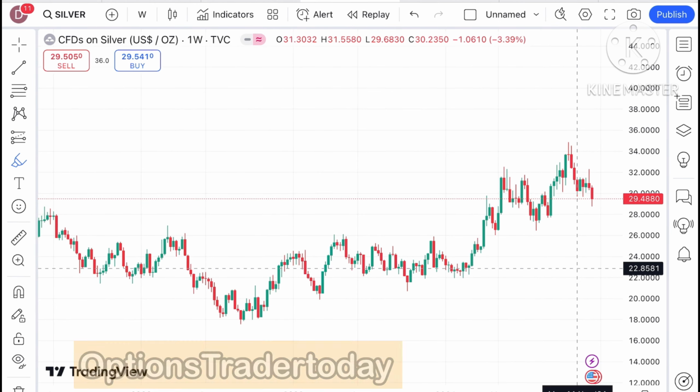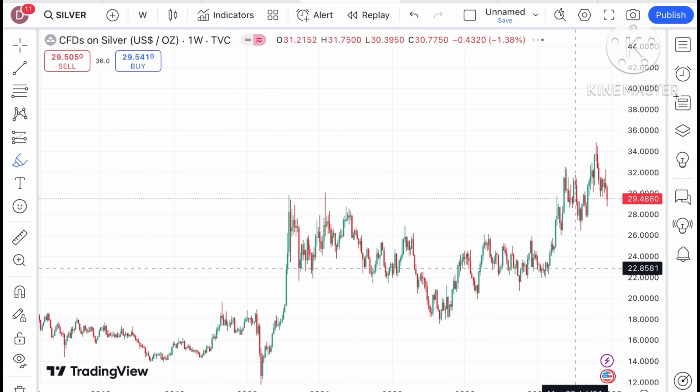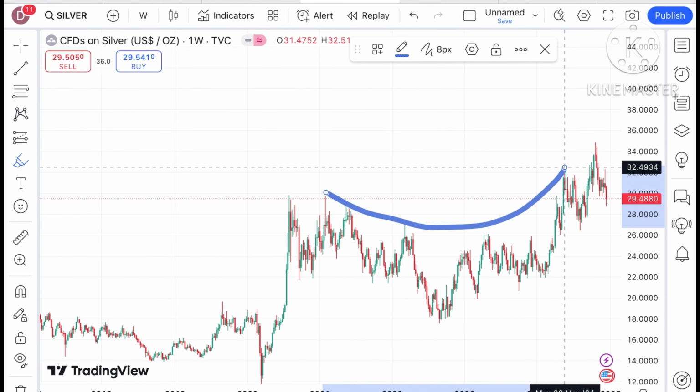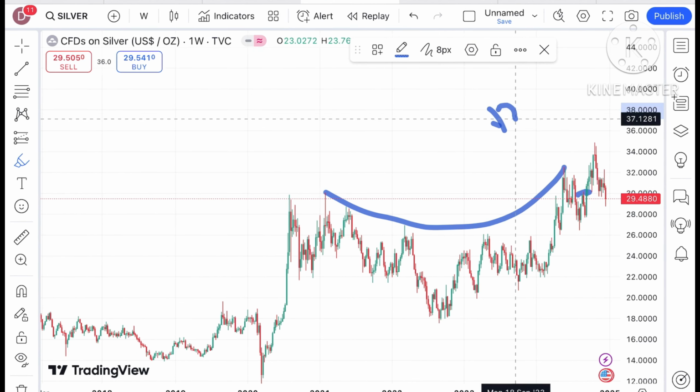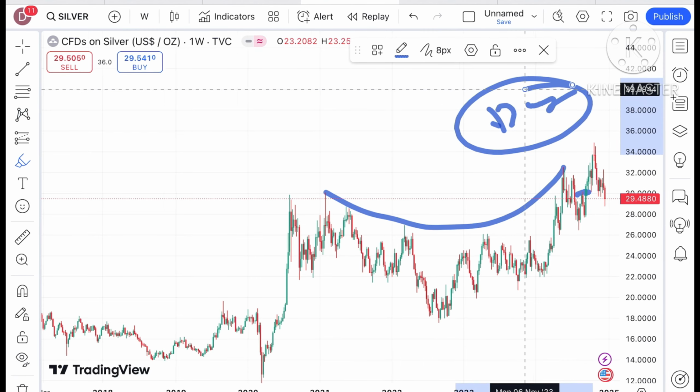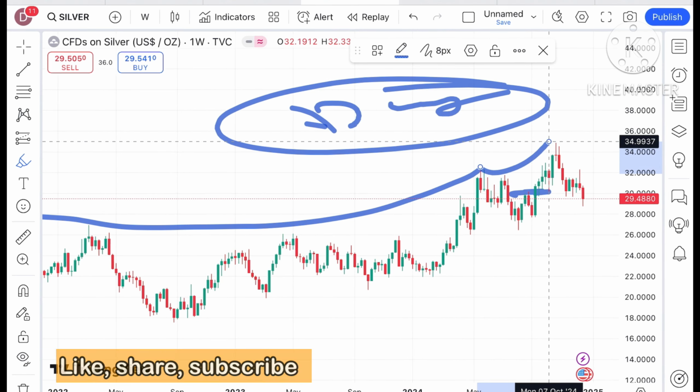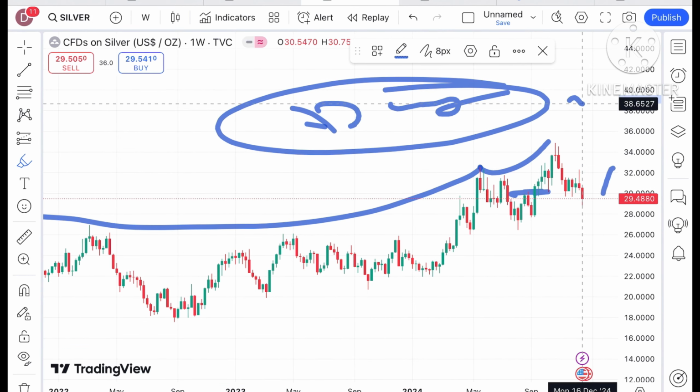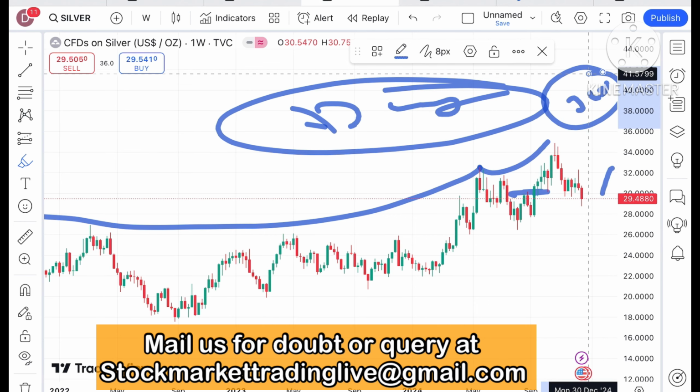Today in this video I'll explain how the price of silver has moved in the last week and how it can move in the next week. If you look at the chart of silver, we have seen a U pattern forming, and this is the particular level where we have seen a buy situation, which I have already explained in my previous videos.